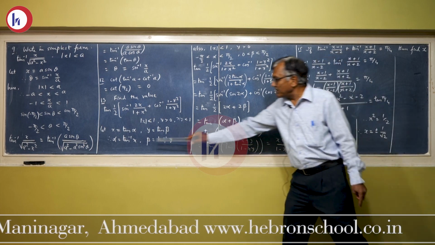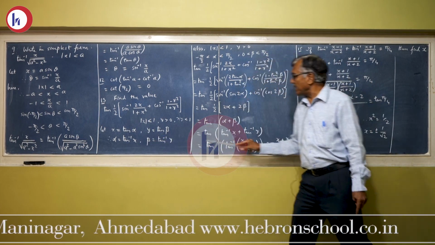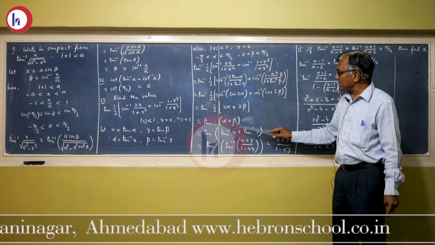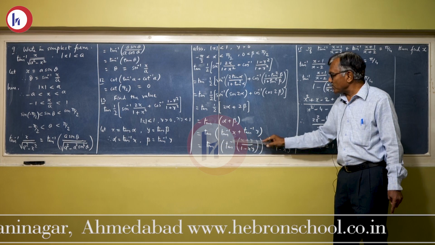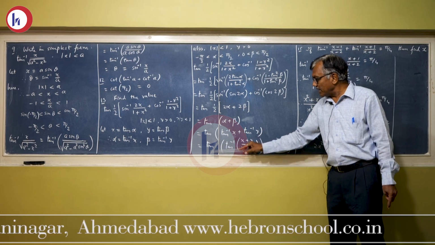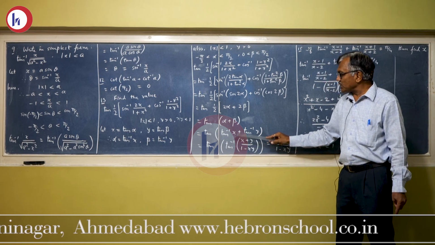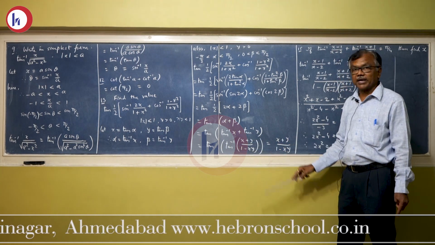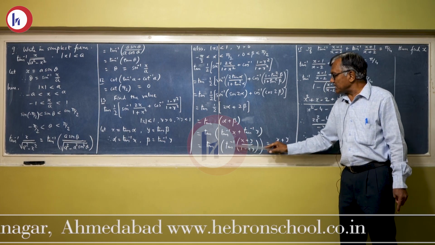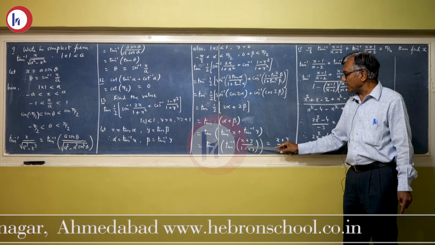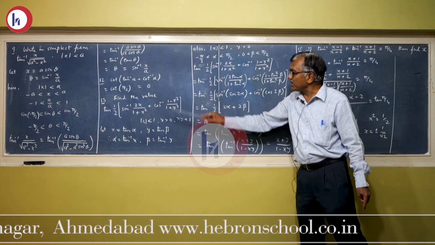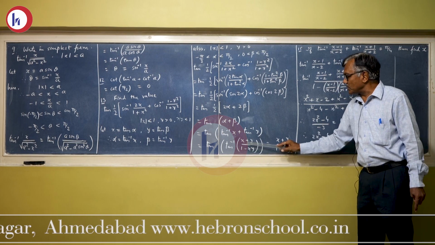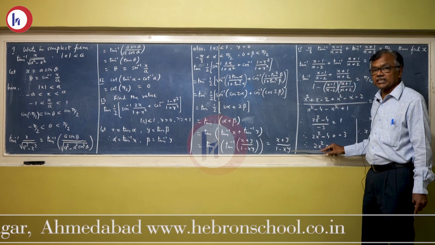What is alpha? Alpha is tan inverse x, beta is tan inverse y. So substitute again here. So tan of tan inverse x plus tan inverse y. Now again apply the formula we studied last time. Tan inverse x plus tan inverse y equals tan inverse of x plus y upon 1 minus xy. This condition is given, that xy is less than 1. So tan inverse this is equal to this, that is x plus y upon 1 minus xy.